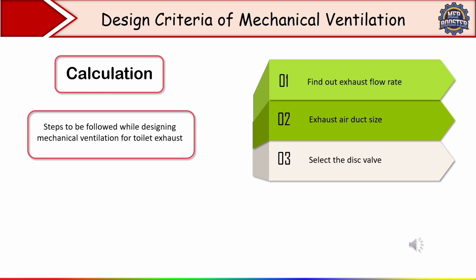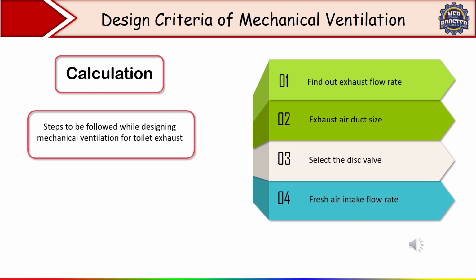Now third point is what? Select the disc valve. What is a disc valve here? First of all, it is an air terminal device. We have to place this in the ceiling. Suppose in your toilet you have given a false ceiling, so we have to place this disc valve in the ceiling. With the help of this disc valve we can extract the bad odor, and this disc valve is connected to the flexible duct, and then that flexible duct is connected to your main duct. In this way we have to take the air from the inside and throw it to the outside.